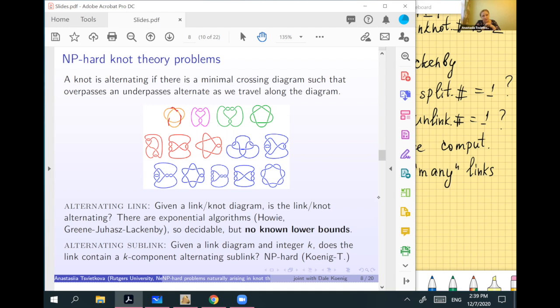This gives you an exponential algorithm, a tower of exponentials, but still it's computable now, decidable, but we don't know any lower bounds. So it looks like it's an NP-hard problem, and we were not able to prove that it's NP-hard. Instead, we took another problem, which we were able to do. This is alternating sublink, also not known. So given a link diagram and an integer k, does the link contain a k-component alternating sublink? We prove that it's NP-hard with Dale. I won't show the proof, but it's a reduction to SAT.